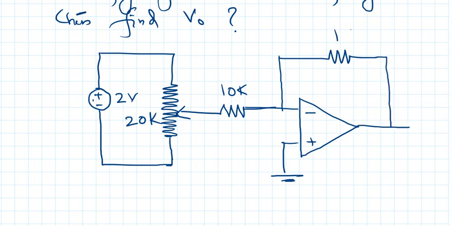So here the only thing is there is a potentiometer, and this is my wiper, and the wiper is positioned halfway. Then what will be the output?